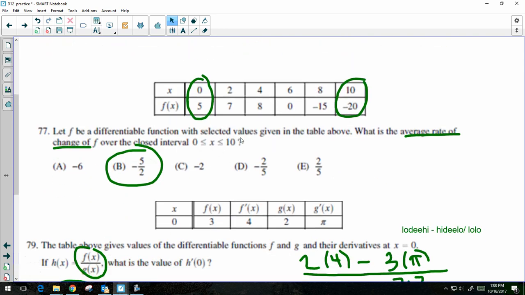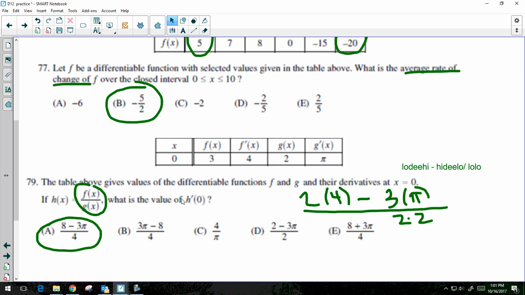Number 77, I have a table. It says let f be a differentiable function with selected values. What is the average rate of change? Well, it's differentiable, therefore it's continuous. It's looking for the average rate of change. So again, I use my slope formula between these 2 points. So negative 20 minus 5 over 10 minus 0, and we get choice B.